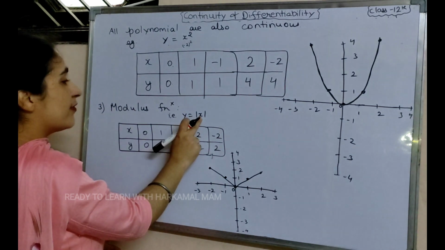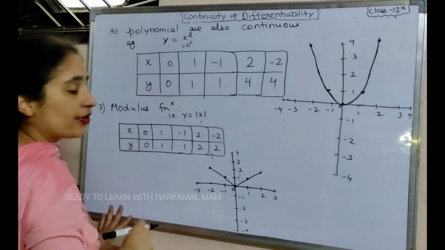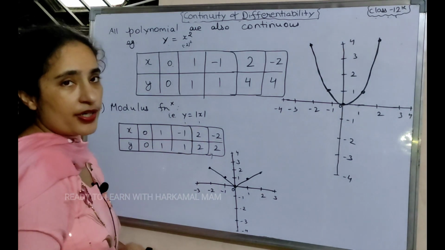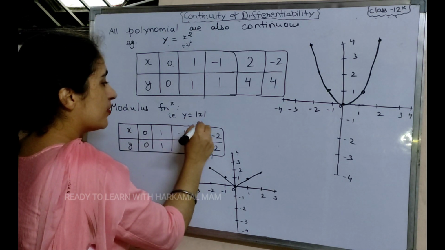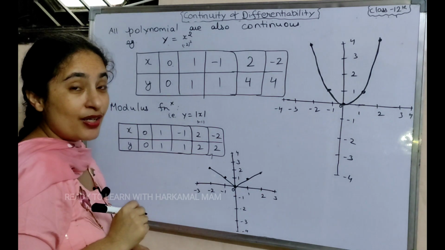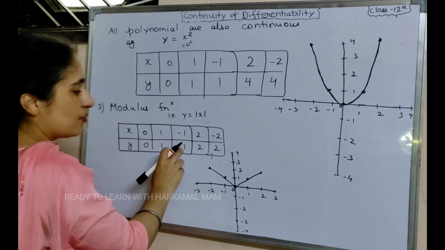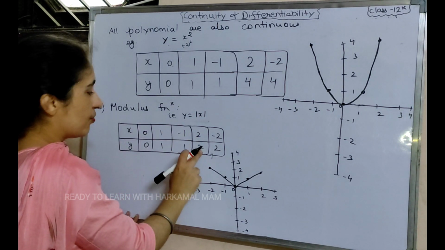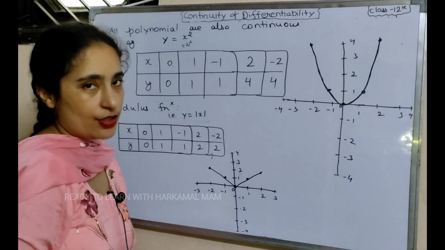When x is 0, y is 0. When x is 1, the corresponding y value is also 1. When x is minus 1, the modulus of minus 1 becomes positive, so this becomes 1. When x is 2, y is 2. When x is minus 2, the value of y becomes 2, that is positive.